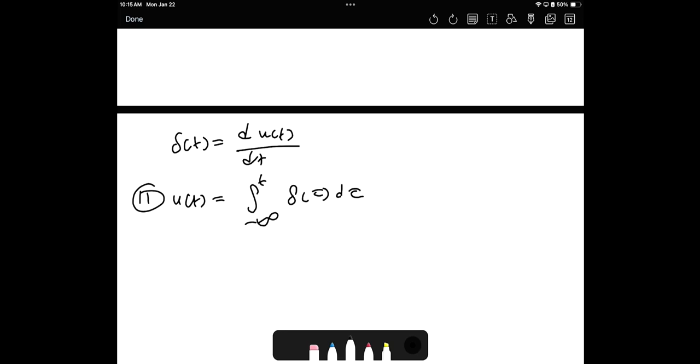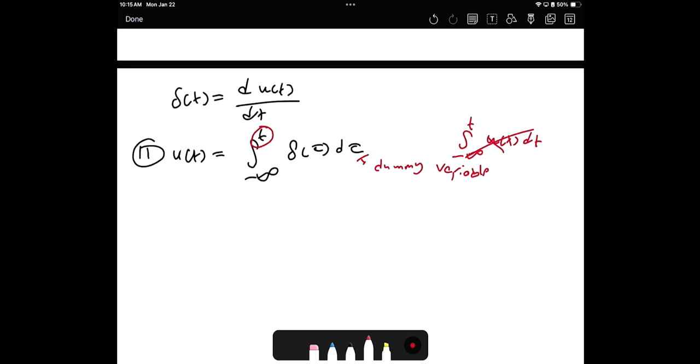We can define u of t. How can we prove this? Or actually, why do we use d tau and not dt? Because I put t into the integral, so it's incorrect to say negative infinity to t of delta of t dt. We use tau as a dummy variable, which indicates time. Anyway, how can I look at this and make sure, or see the cases?